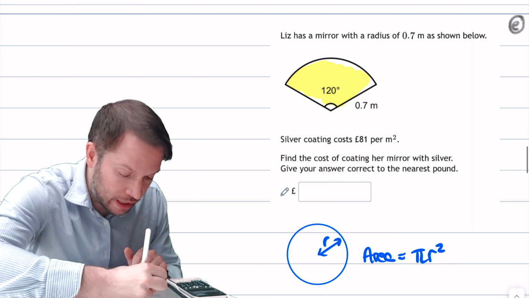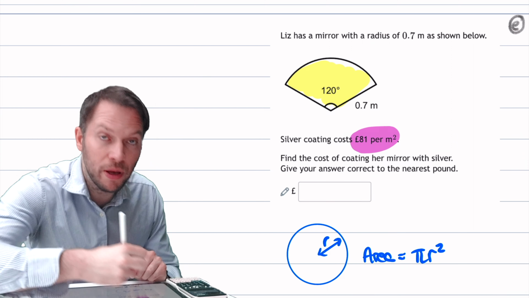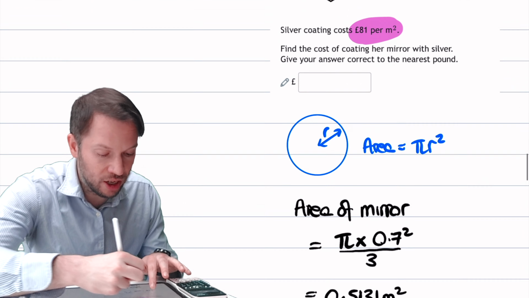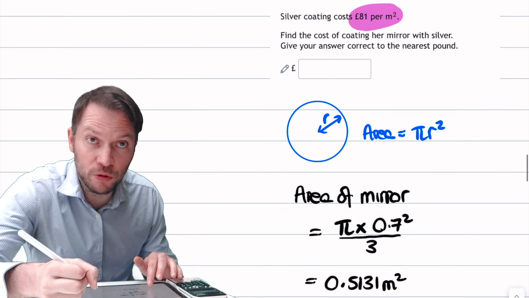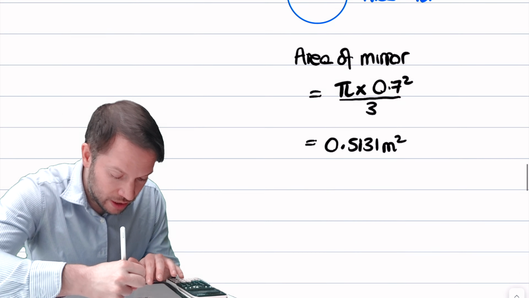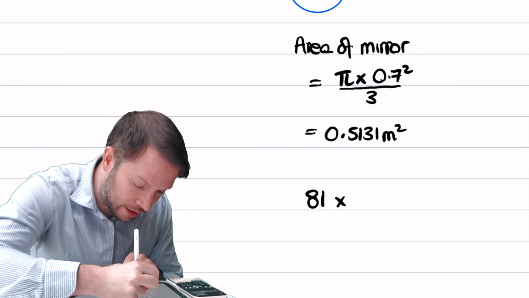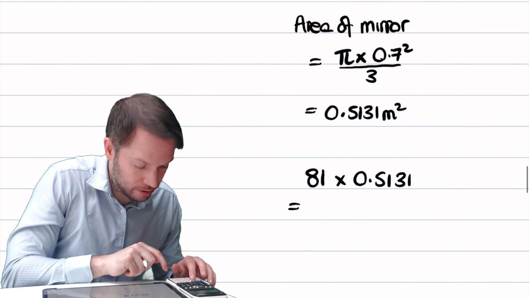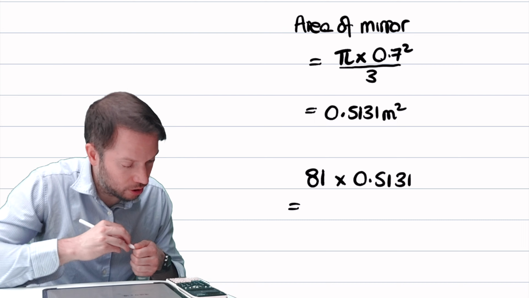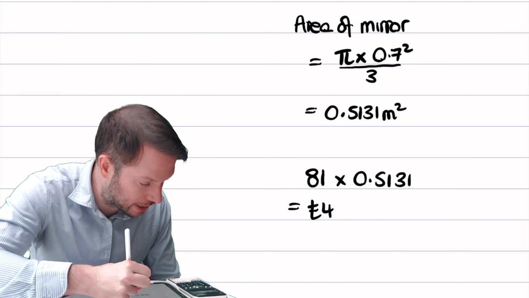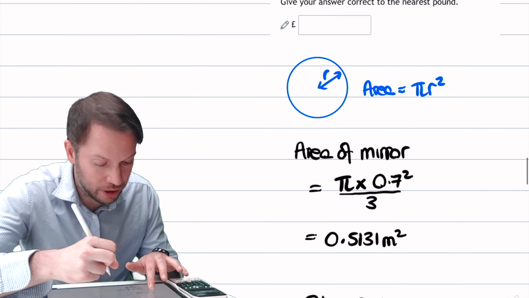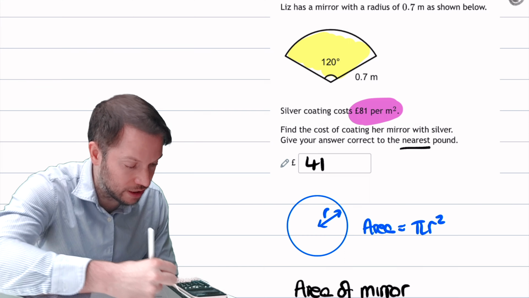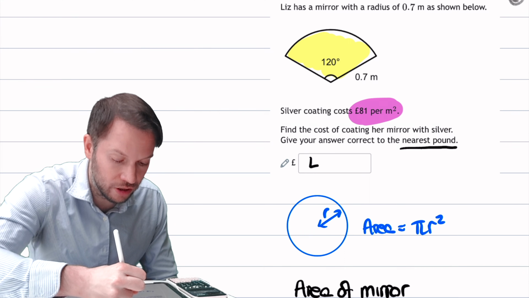Okay, so we've got the area of this mirror now, and we know that the cost is £81 per meter squared. We've got less than a meter squared, so we know the cost will be less than £81. But remember, we just multiply those numbers together. So we do £81 times 0.5131, and we get a cost of £41 and 56 pence to the nearest penny. Oh, it says it's to the nearest pound, actually. So in fact, £42 is the answer.